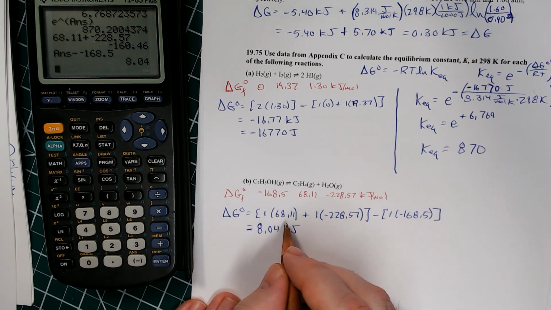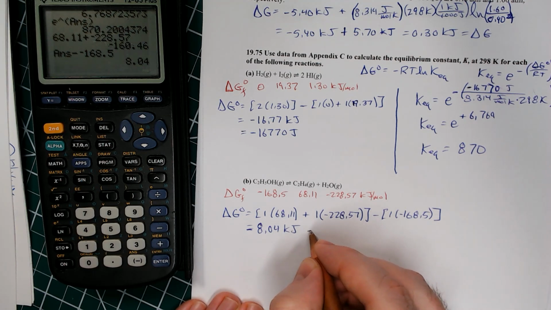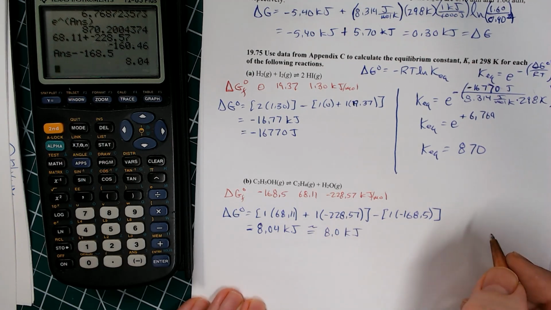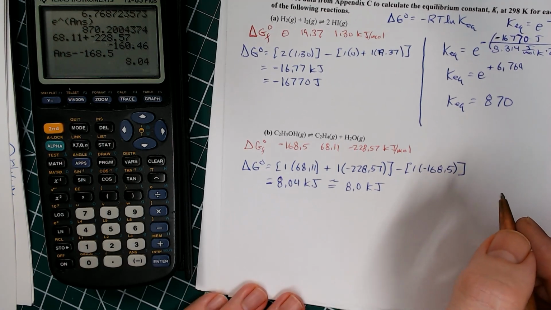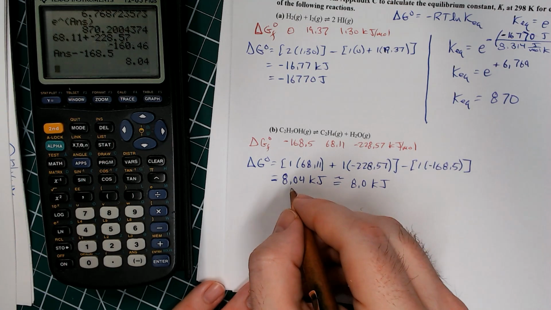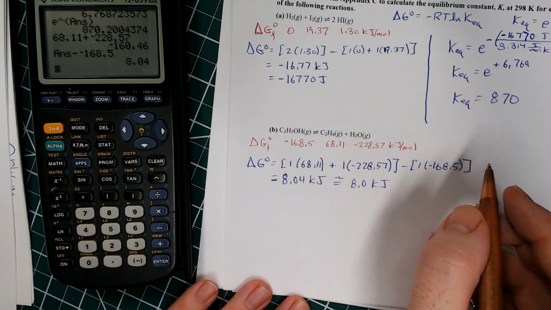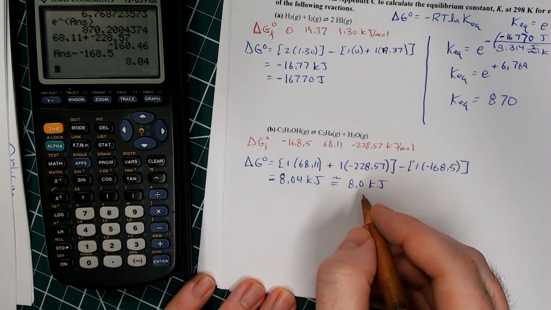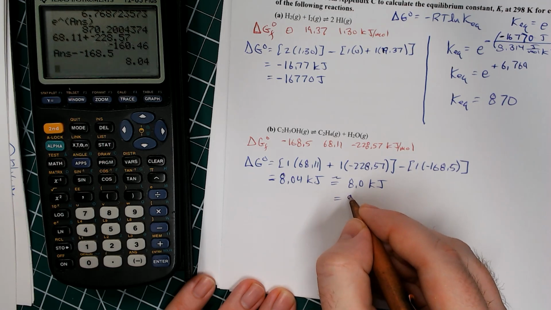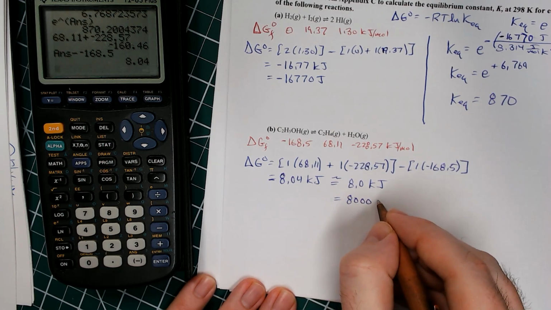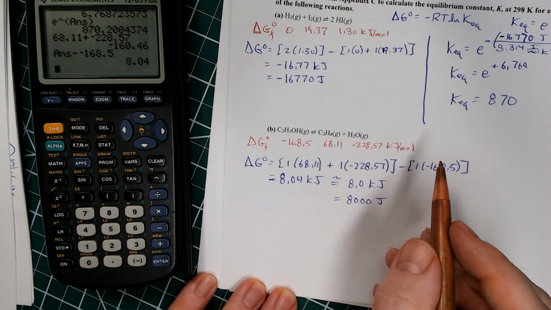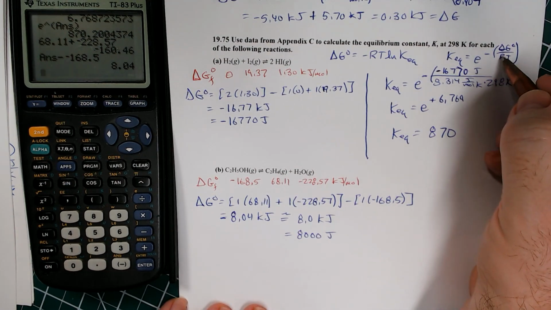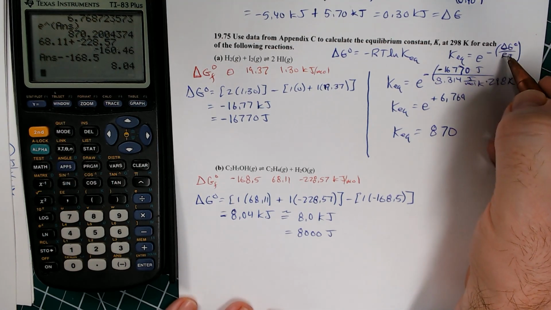Now, let me look at sig figs here. Tenths place, or so hundredths place, tenths place. So we're going to round that to 8.0 kilojoules. I don't know that it will actually change your answer if you have 8.04 versus 8.0, but we're going to stick with the correct number of sig figs here and call that 8.0 kilojoules. That is also equal to 8,000 joules, because we're going to need to convert it in our equation, because R is in joules.